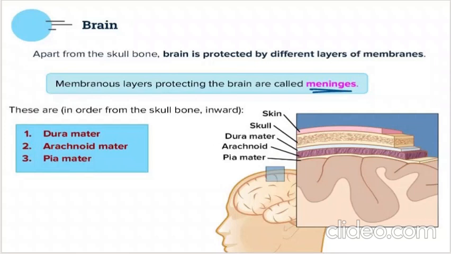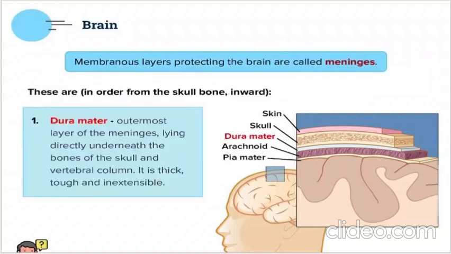What is the order from the skull bone? Here you can see the diagram, from the skull bone in the inward direction: first the dura mater, then the arachnoid mater, then the pia mater. These are the membranes we have above the brain.